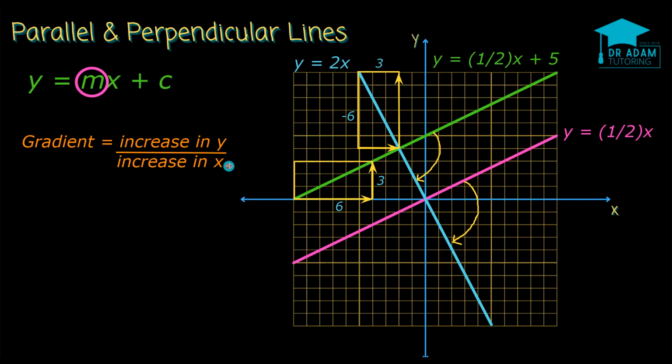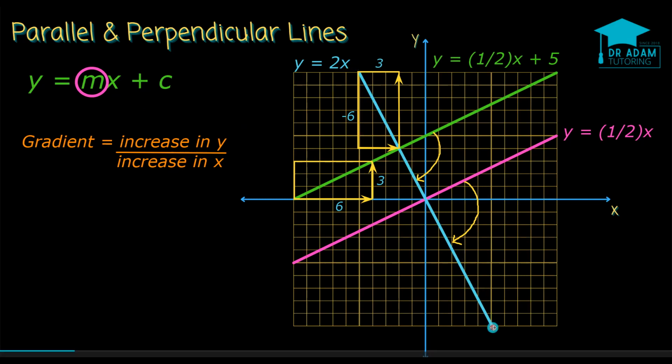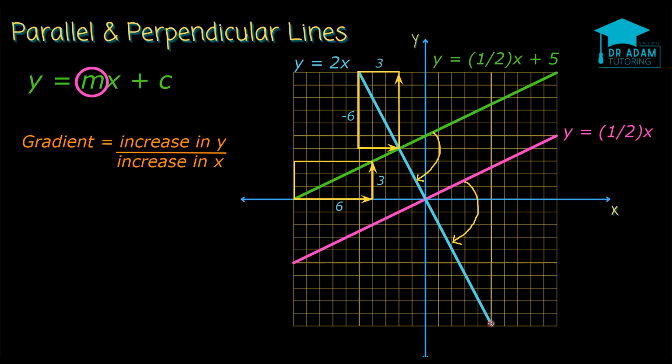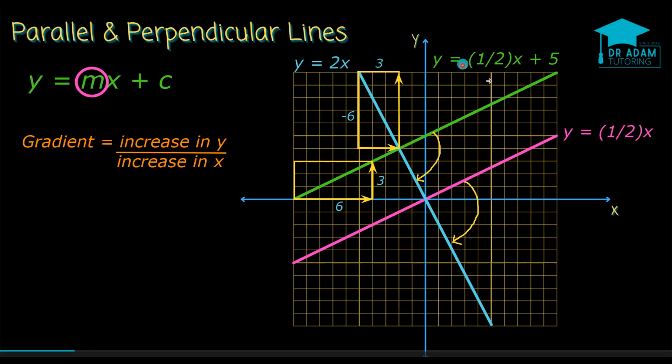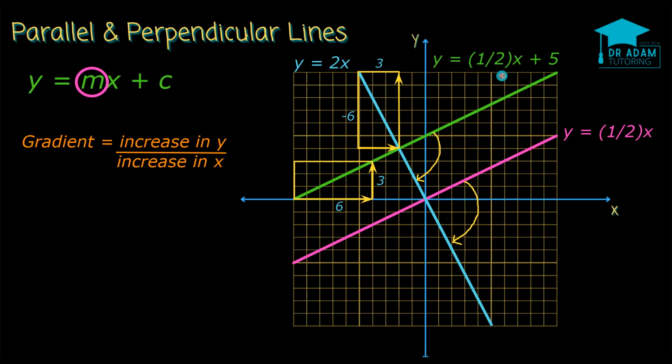Now, to quickly see this, we can see that the line is going down from left to right. So whenever a line is going down from left to right, this will always correspond to a negative gradient. So this is the second thing that happens to the gradient of a perpendicular line. Not only is it the reciprocal or the inverse, but it's the negative inverse. So this equation would therefore be y equals negative 2x.